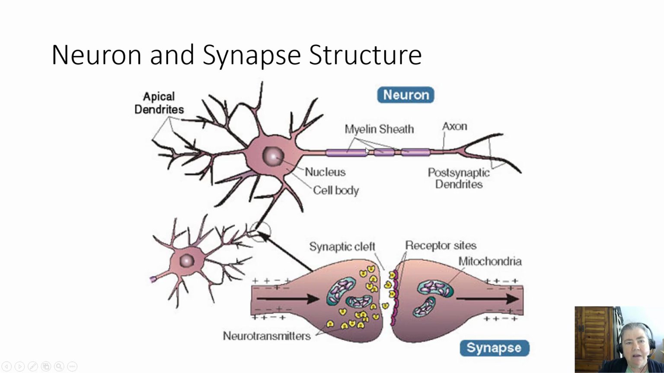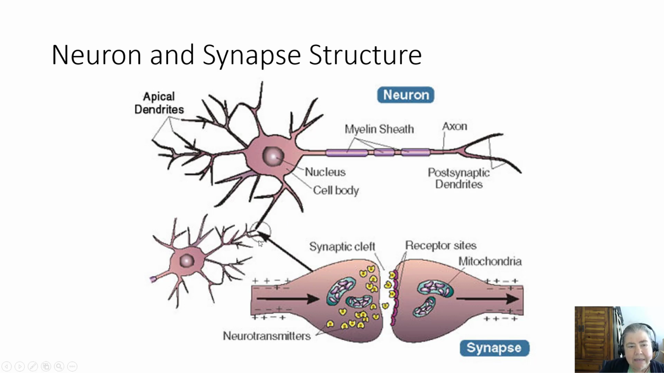And the last thing we're going to talk about are neurons, synapses, and the neuromuscular junction. We'll come back to this much later in the course. But neurons have a cell body with a nucleus in it. They have structures called dendrites, and they have a single structure called an axon.